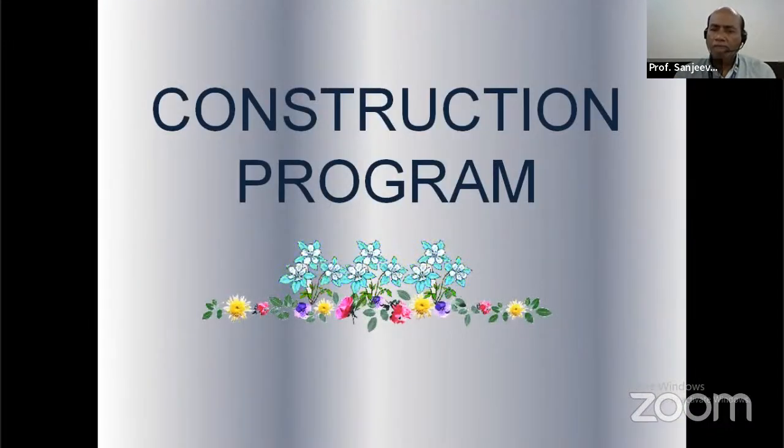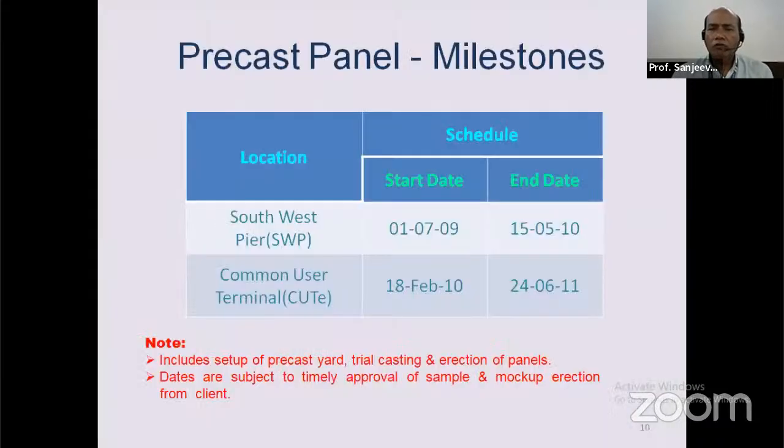The construction program for precast wall panel was as follows. For the southwest pier, the construction program was from 1st of July 2009 to 15th of May 2010. For common user terminal, the construction schedule was 18th February 2010 to 24th June 2011. This includes setup of precast yard, trial casting and erection of panels. Dates are subject to timely approval of sample and mock-up erection from client.